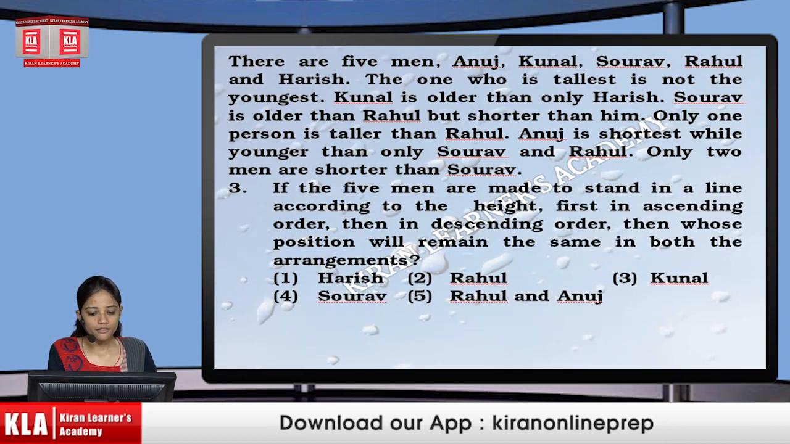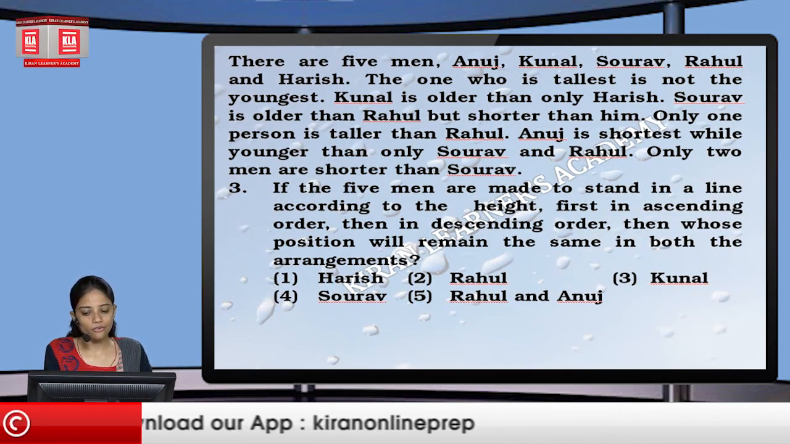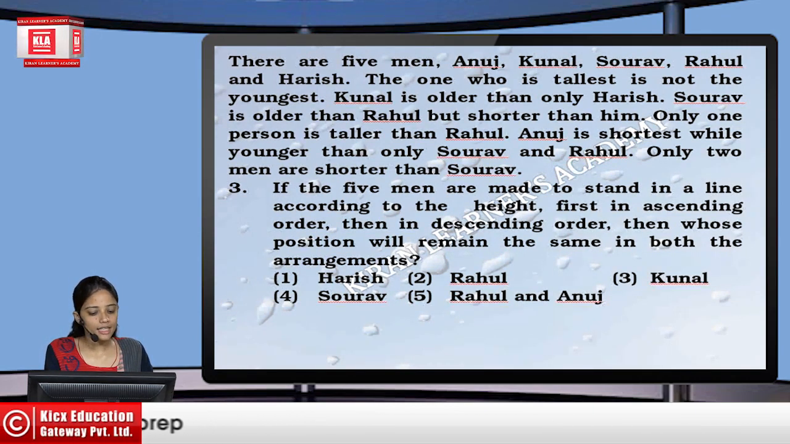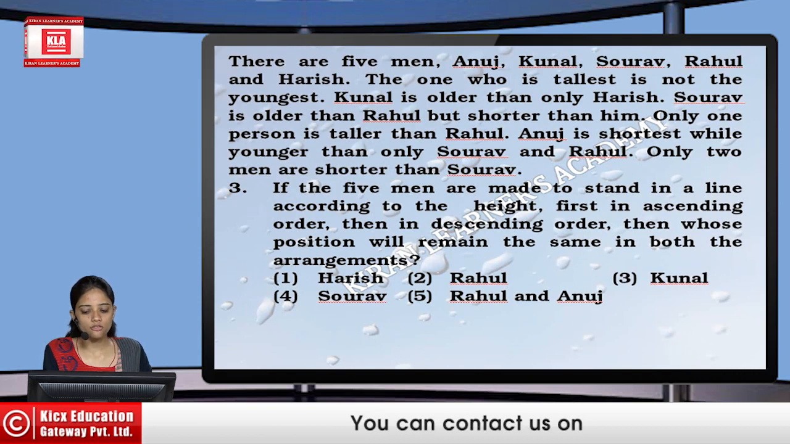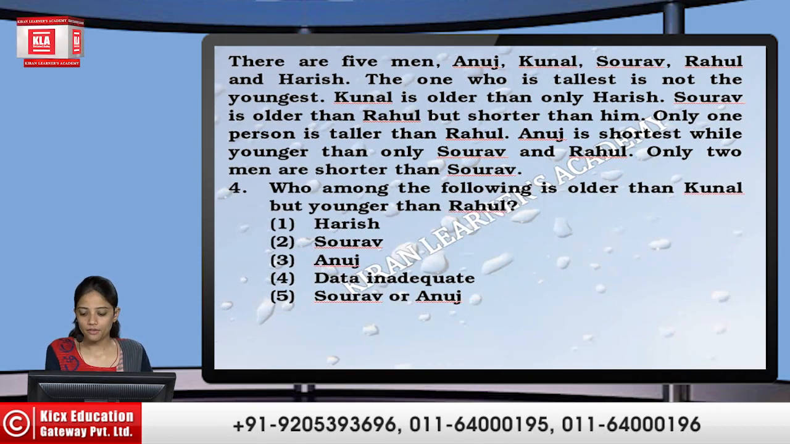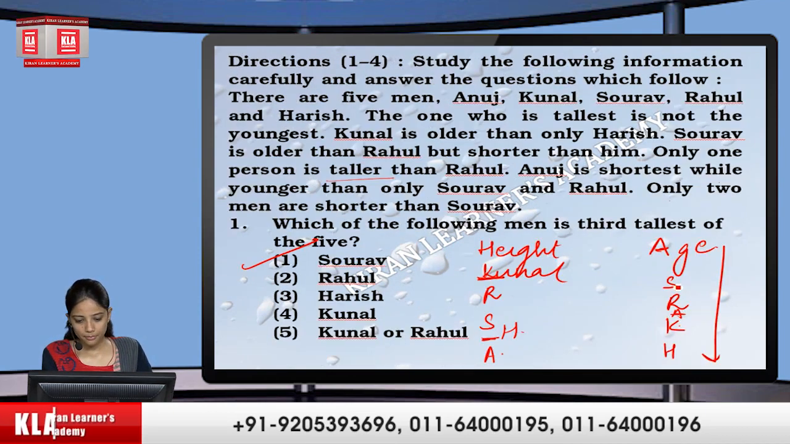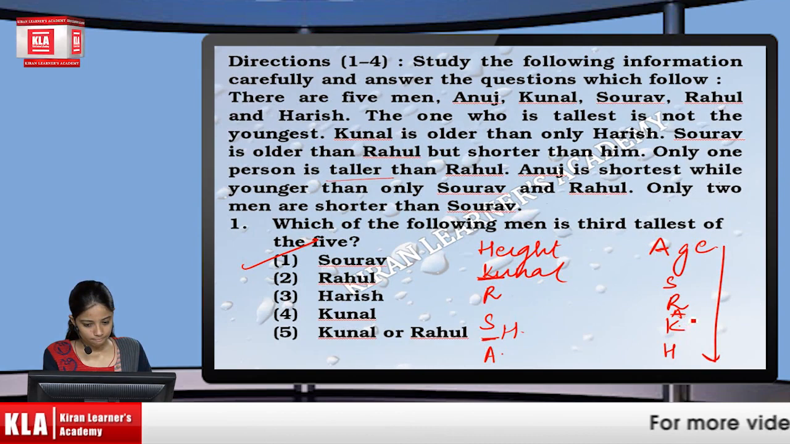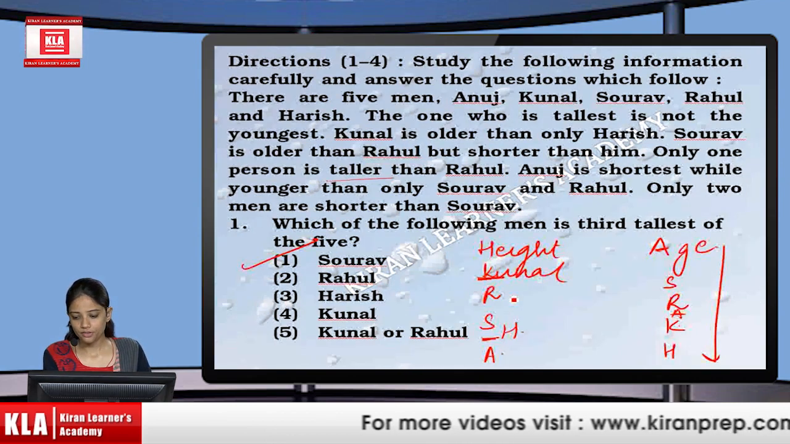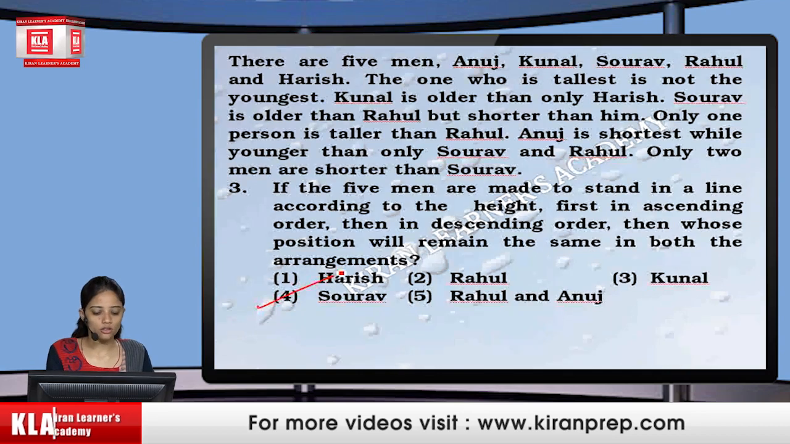Next we have, if the five men are made to stand in a line according to the height, first in the ascending order, then in the descending order, whose position will remain the same in both the arrangements? That means the person who is in the middle. Who is in the middle is Saurabh according to the height, so the answer will be fourth.